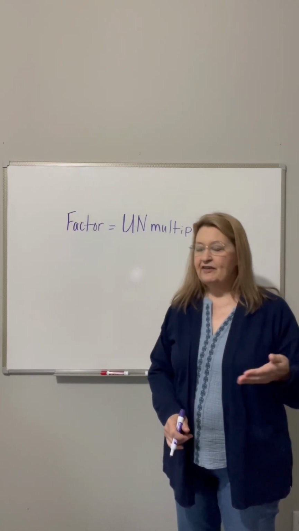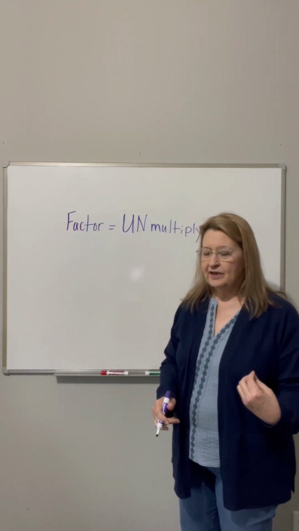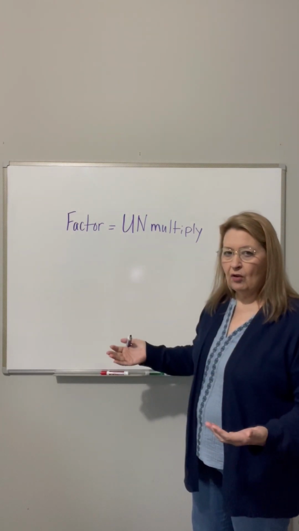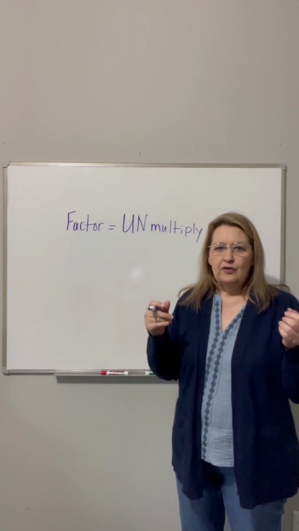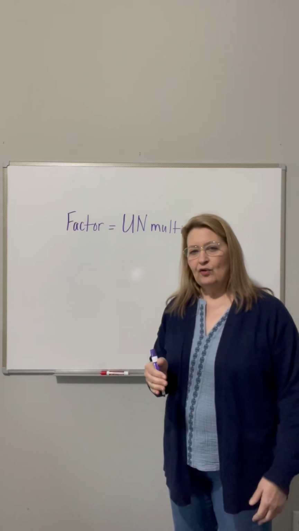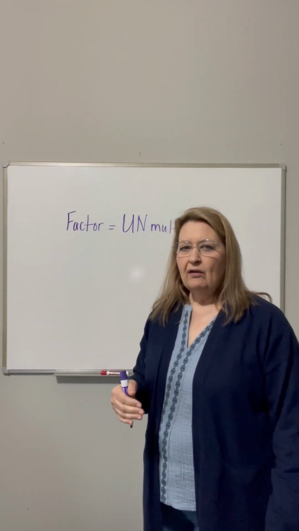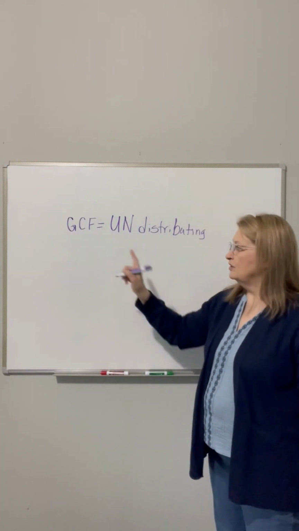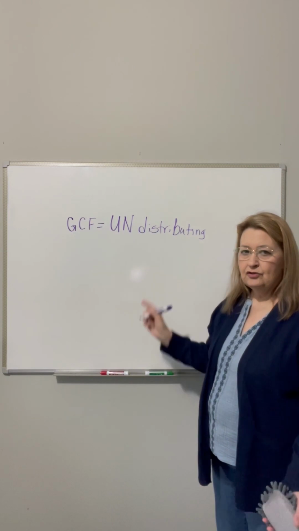So let's talk about how to factor. What is factoring? When you factor, you unmultiply. So the first step in factoring a quadratic especially is to take out a greatest common factor. Well, what is taking out a greatest common factor? Taking out a greatest common factor is like undistributing.